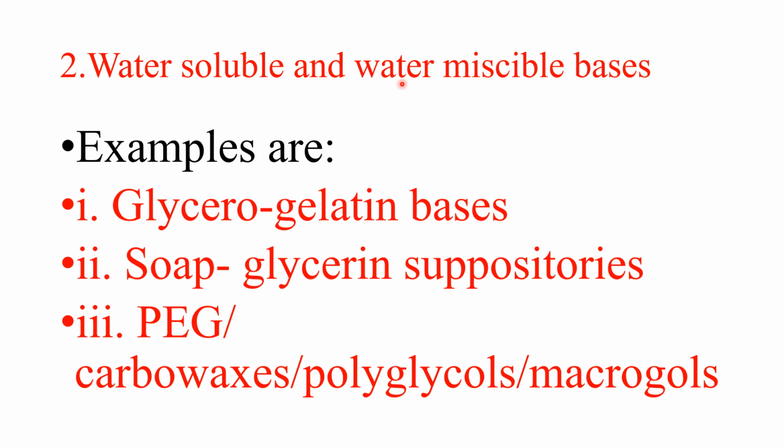Now the second example, water soluble and water miscible bases. This is the second type of suppository bases. Examples include glycerogelatin bases, soap glycerin bases, and the third one, polyethylene glycols, which are called carbowaxes, polyglycols and macrogols. These are the 3 examples of water soluble and water miscible bases.